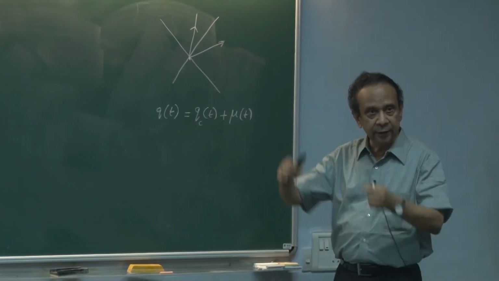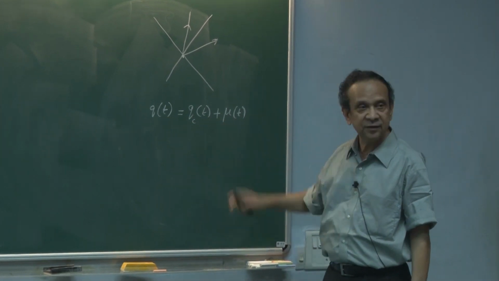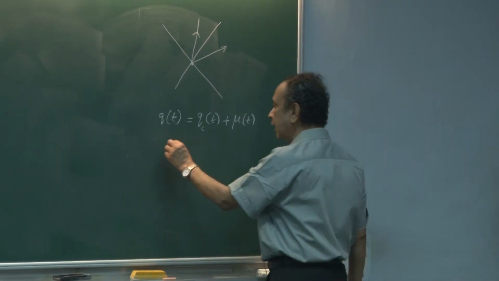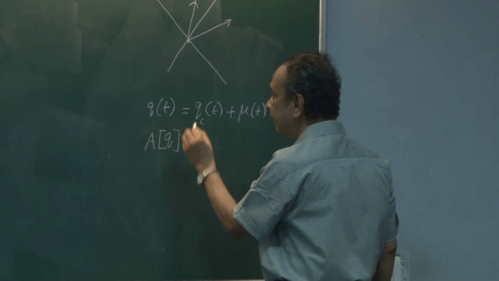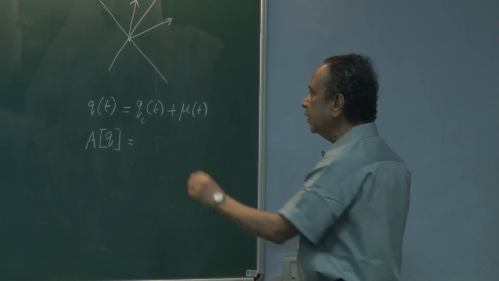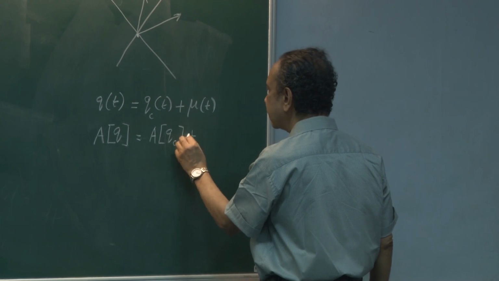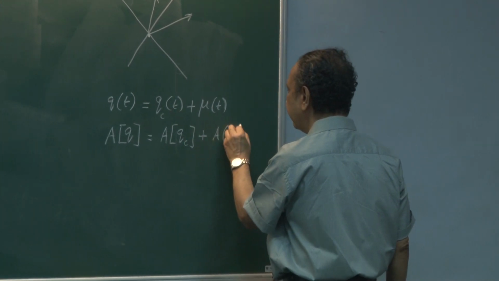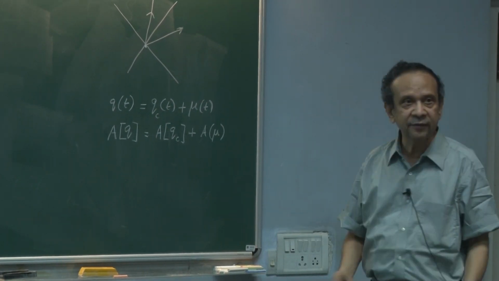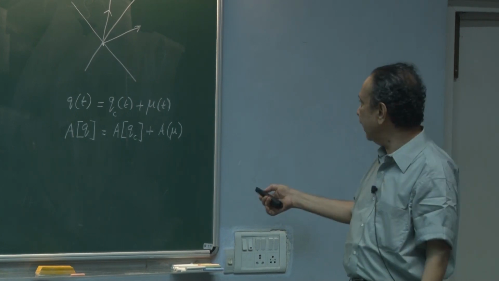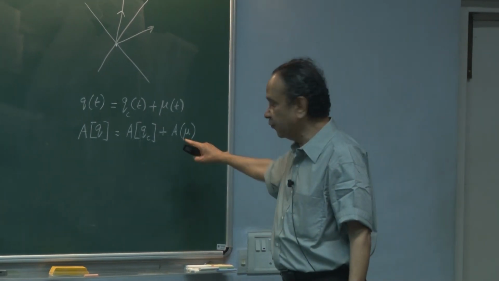This is a fixed quantity between the two endpoints. So summing over all q of t is the same as summing over all mu of t, because this is fixed. Now, if you compute the action for q, if the action is quadratic, then it will split into the action for q_c plus the action for mu. There will be no cross term. Why is there no cross term? That is because the classical path is something which is extremizing the action. So any linear deviation from it will not change the action. Therefore, it will get into this form.